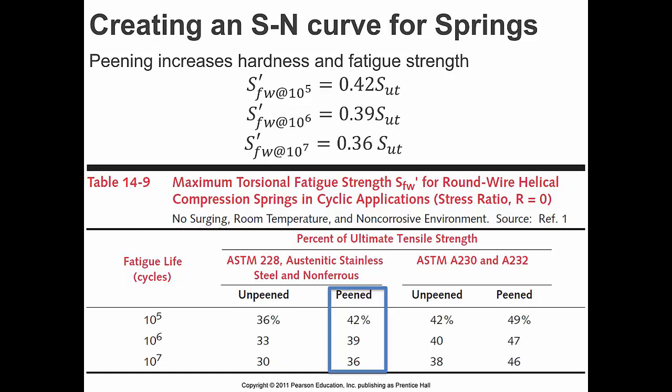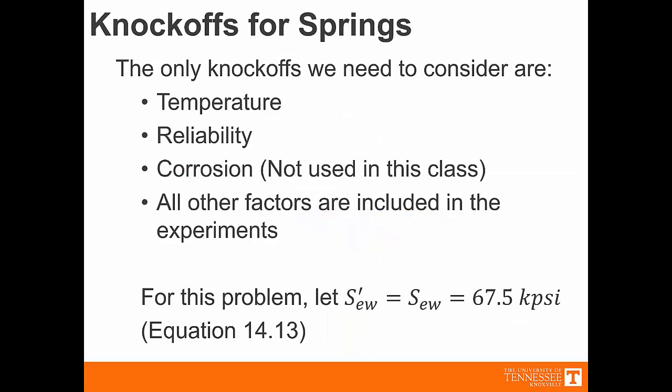Now, we don't actually know what the endurance strength is yet. We'll see how that plays in a little bit later. The only knockdowns we need to consider are temperature, reliability, and corrosion, and in this semester I won't take corrosion into account. And all the other factors, size and loading, are included in the experiments, so those C values do not need to be calculated.